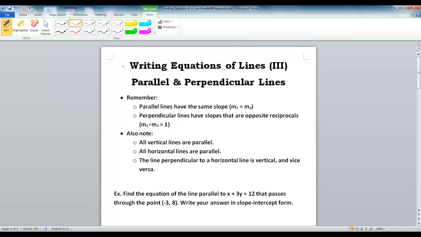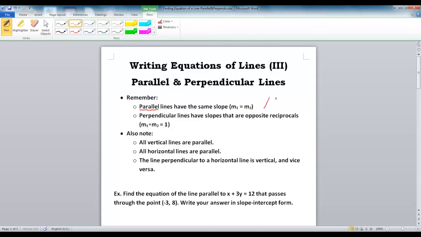In this third lesson on writing the equation of a line, we're going to learn how to write the equations of lines that are either parallel to or perpendicular to a line that we already know. There's two things that we need to remember about parallel lines and perpendicular lines. First, lines that are parallel have the same slope.